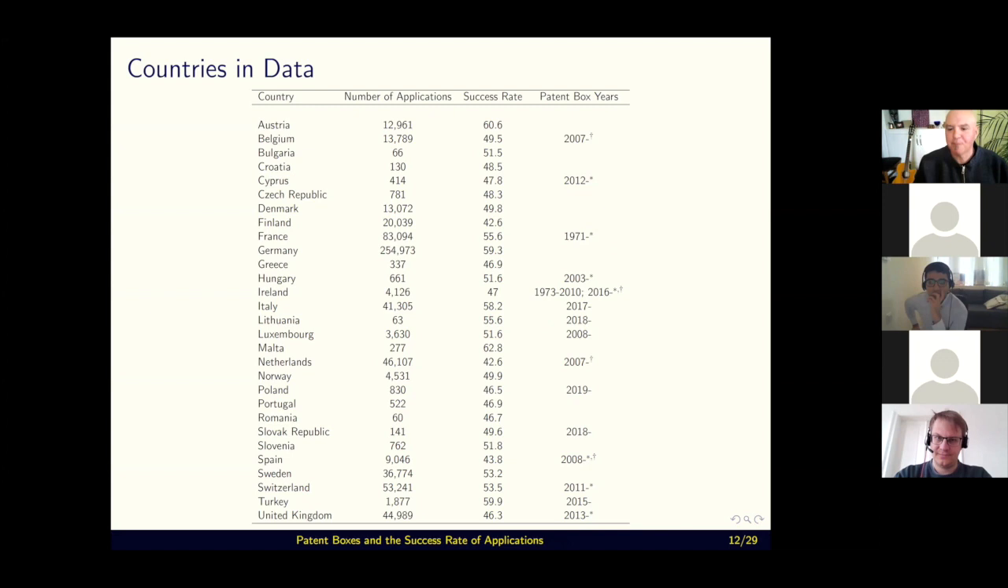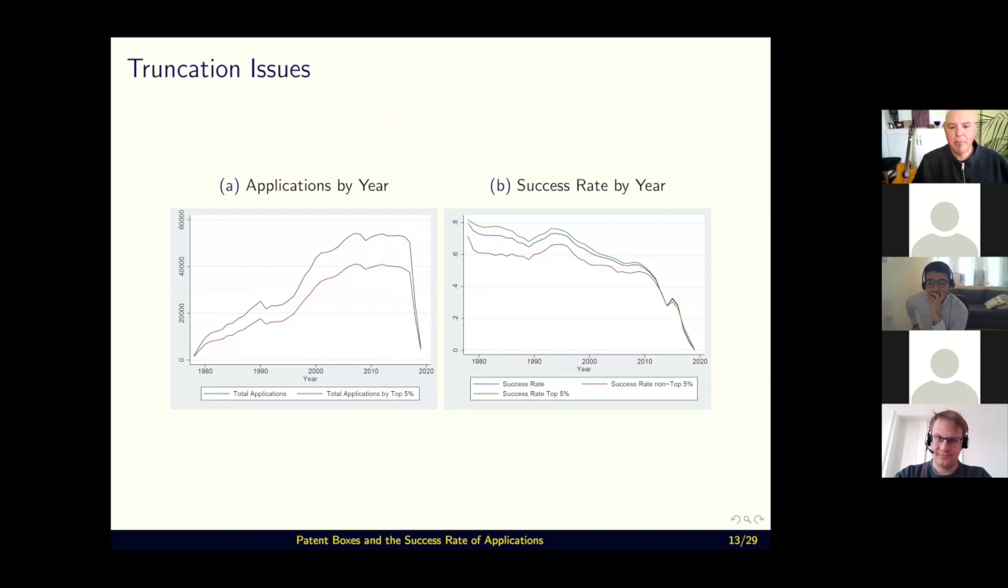But we're also gonna end the sample in 2012, and I'll explain why in just a second. That's because of truncation. From PatStat, if you look at the number of patent applications, you can see there's a fall off right near the end of the sample. Again, you can see that the majority of applications are coming from just the 5% most frequent applicants. And this end of sample truncation is just a feature of PatStat.